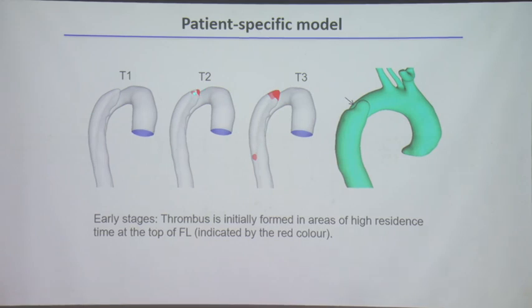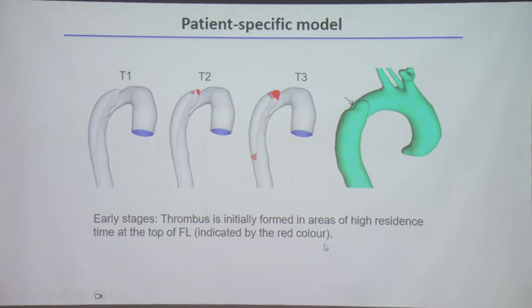At T2, you start to see thrombus formed at the top, which agrees pretty well. And if you run it for a longer period of time, then this top part gets thrombosed, exactly as observed in the patient, like here. And then if you run it, the simulation also showed that the thrombus formed somewhere here, which agreed quite well with observation at 6 months on the patient.